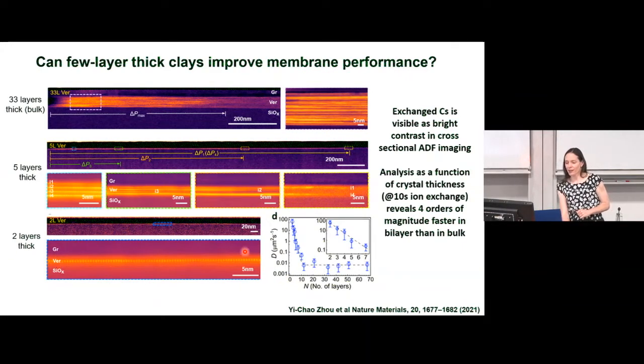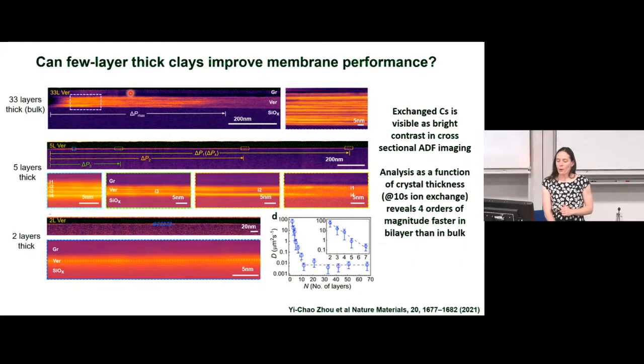So this is a sample here of that 2-layer vermiculite. You can see that single bright line of atoms that traverses over tens of micrometers. And when you zoom in, you can really see it is single atoms. In the bulk structure, which in this case is just 33 layers, but we've looked at thicker samples as well, you can see that interlayer exchange is more heterogeneous. And that's reflected by the different levels of brightness across the different layers.